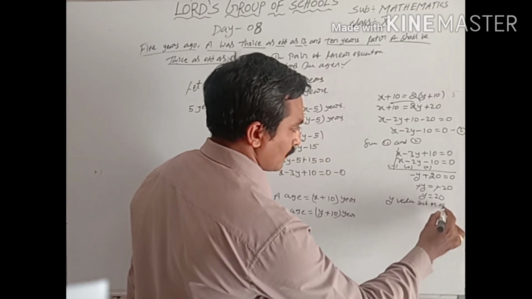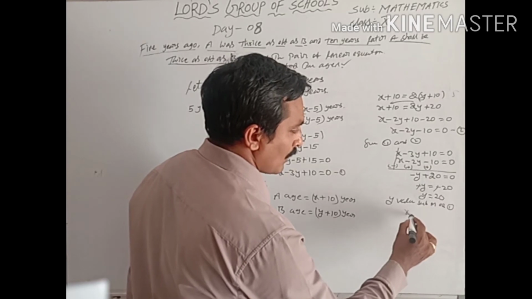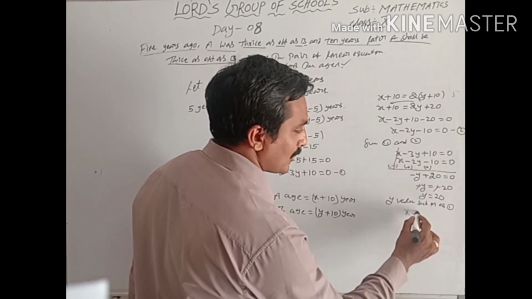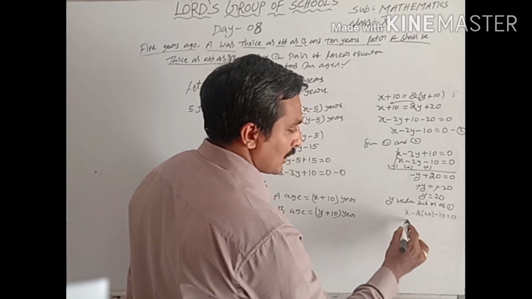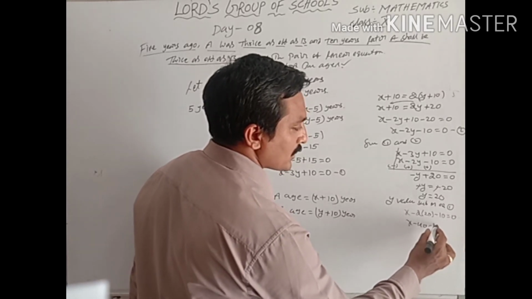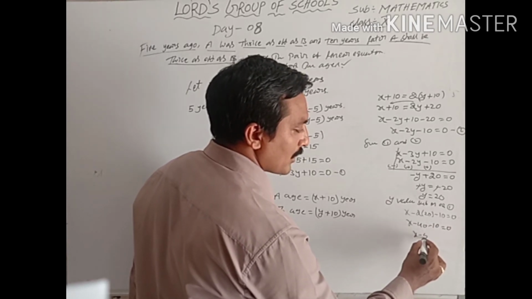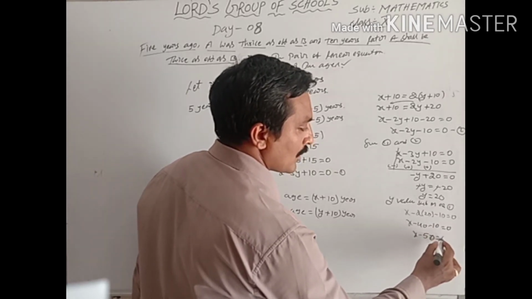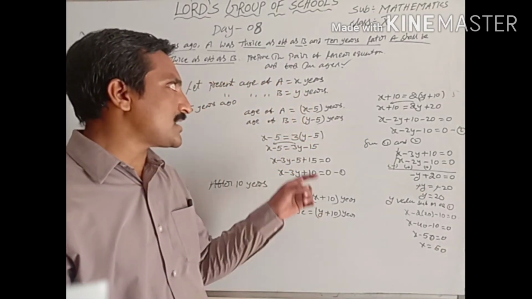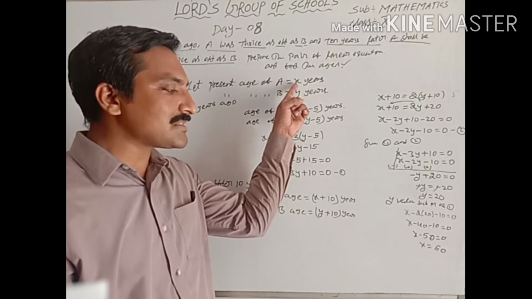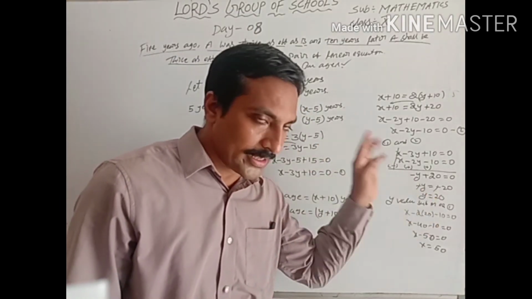In equation 1, now x minus 2 into the y value: x minus 2 times 20 minus 10 is equal to 0. x minus 40 minus 10 is equal to 0. x minus 40 minus 10, that is 50, is equal to 0. x is equal to 50. That means the present age of A is 50 years, and the present age of B is 20 years.